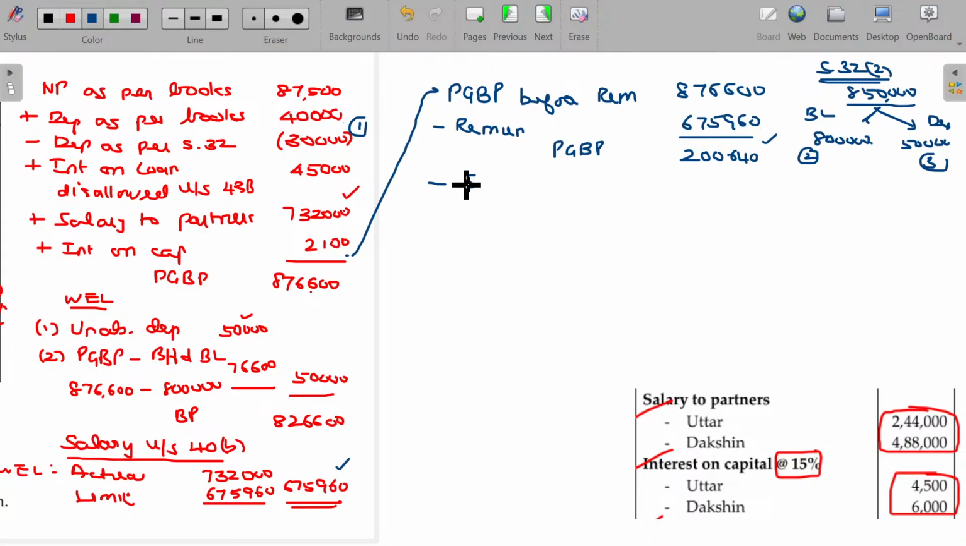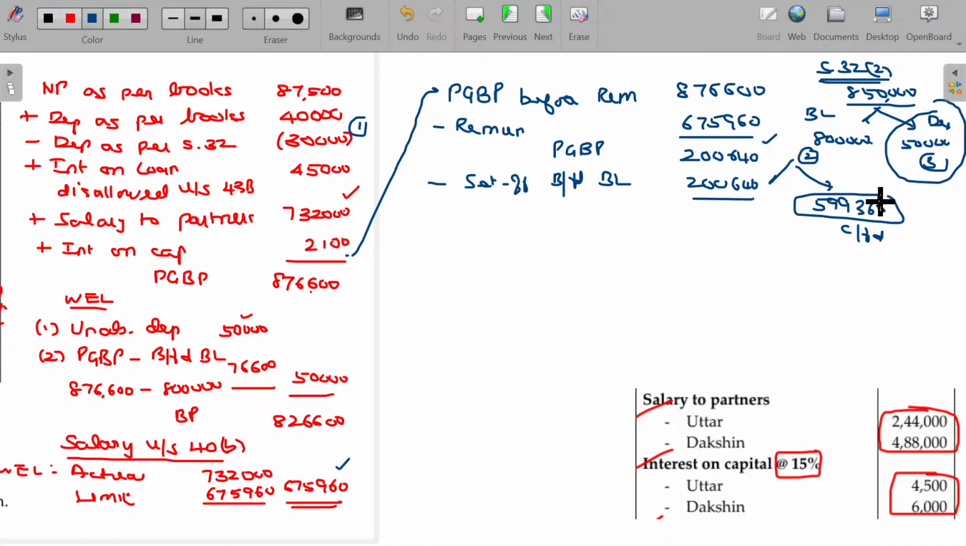So, set off brought forward business loss. 2 lakhs 640 can be set off. So, out of this 8 lakhs, you can set off the balance. Still, how much do we have? 5 lakhs 99,360 still you have. It can be carried forward further. This can also be carried forward further. Clear? So now currently the taxable income being 0.